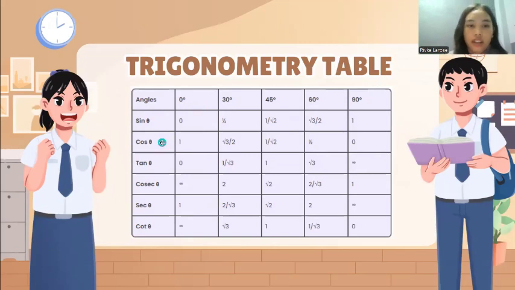Next, cosine theta at 0 degrees is 1. At 30 degrees it is root of 3 over 2. At 45 degrees it is 1 over root of 2. At 60 degrees it is 1 over 2. At 90 degrees it is 0. There is the trigonometry table.